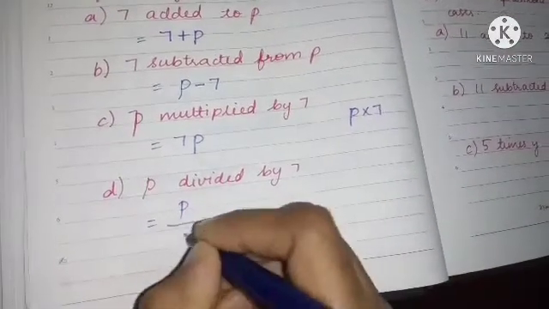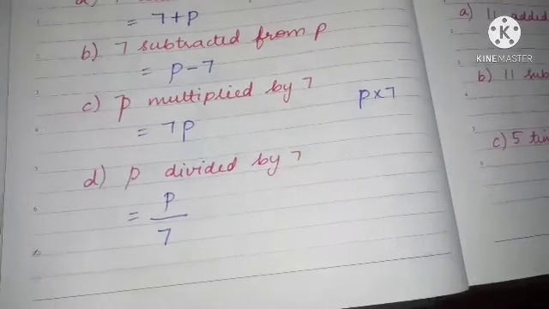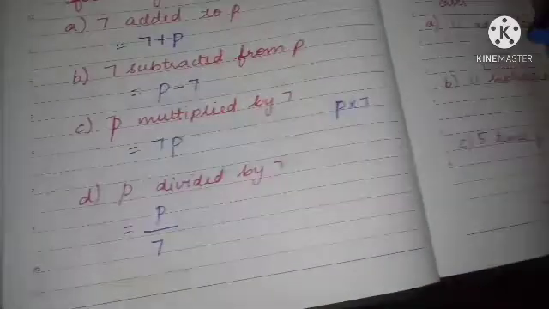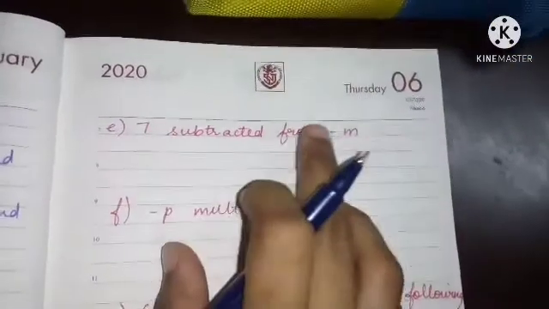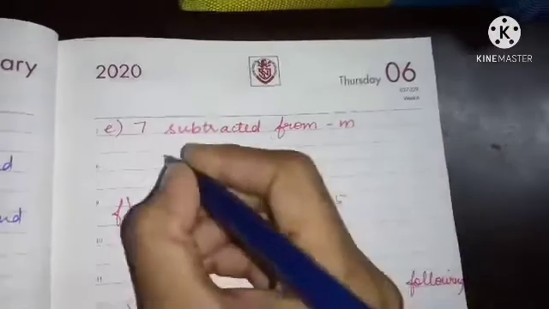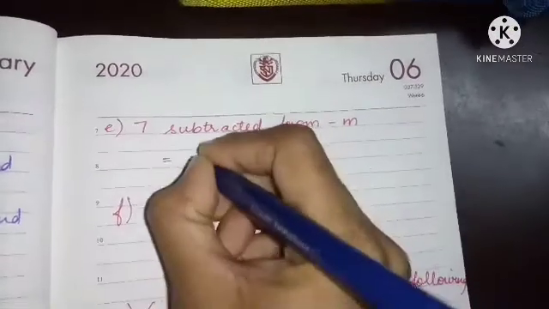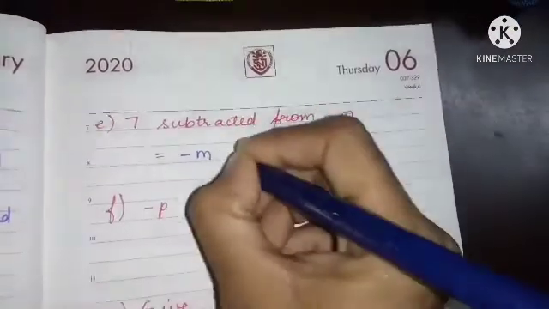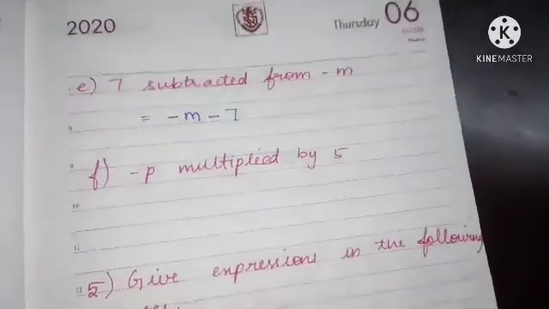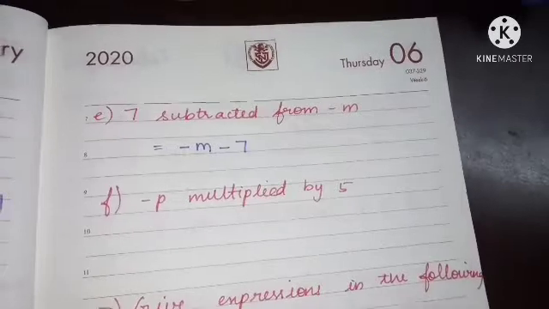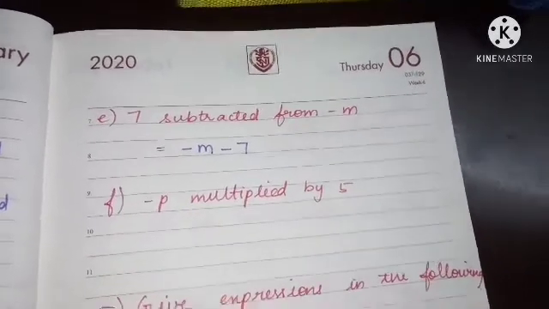P divided by 7. What will you write? P divided by 7. Next, E problem. 7 subtracted from minus m. 7 is subtracted from minus m. So minus m should be written in front, then minus 7. So minus m minus 7, because 7 is subtracted from minus m.